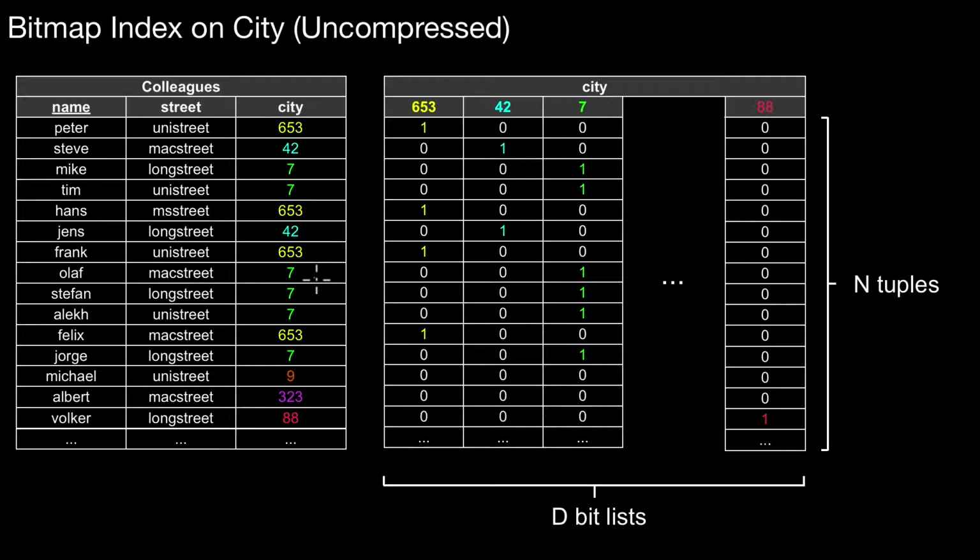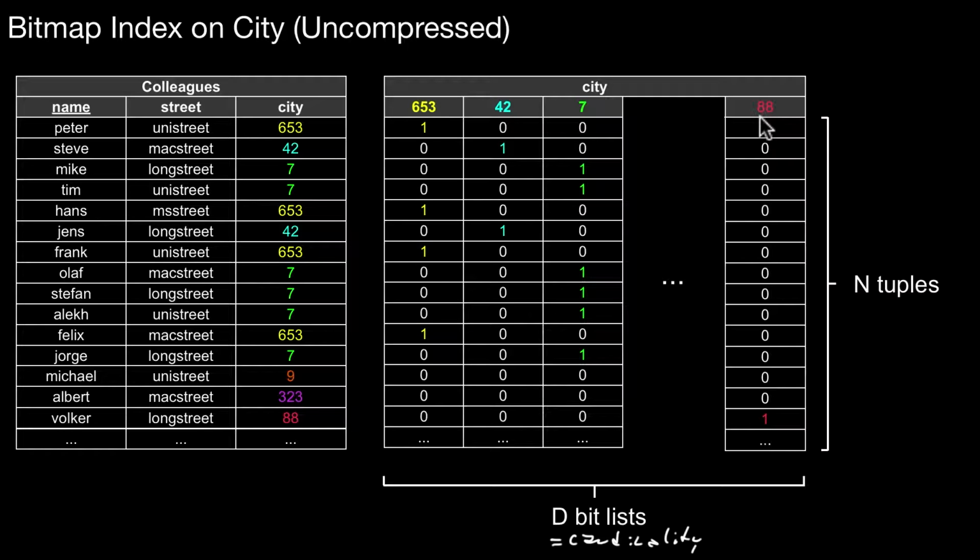For every value that exists here, you create a bit list. So I have a number of bit lists, which means in the worst case, I have D different bit lists. D is the cardinality, so the number of different values I get here. And I have n tuples, visualized here with those dots. N tuples exist in the table, and therefore I have n different bits for each of the bit lists. So basically this means that I need to represent D times n different bits. And that is something I want to compress in the following.